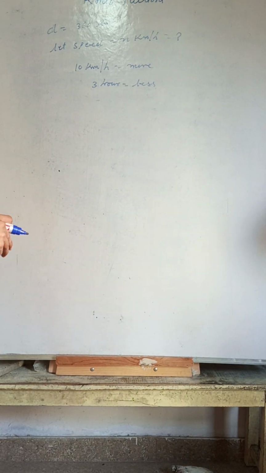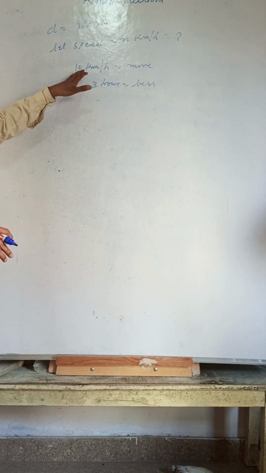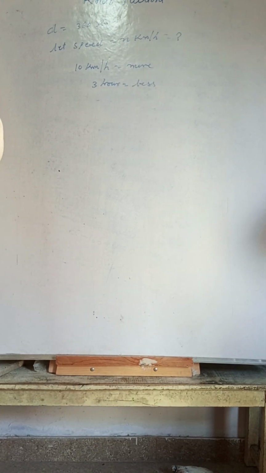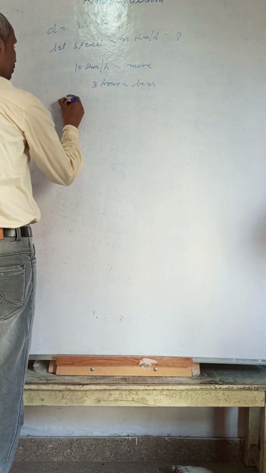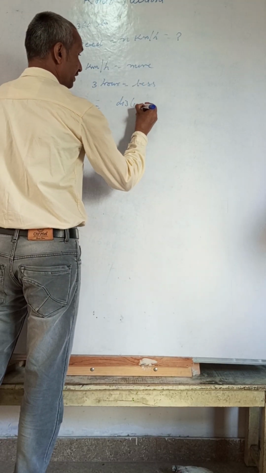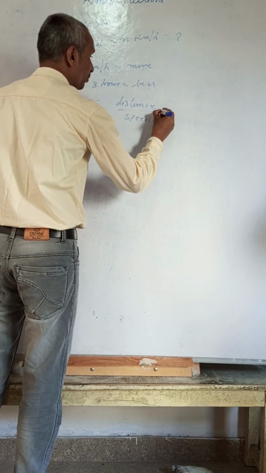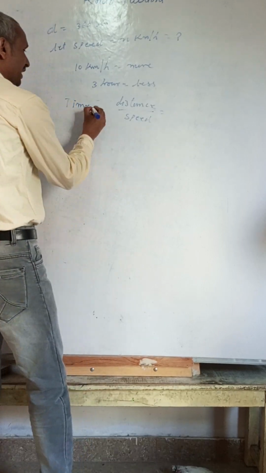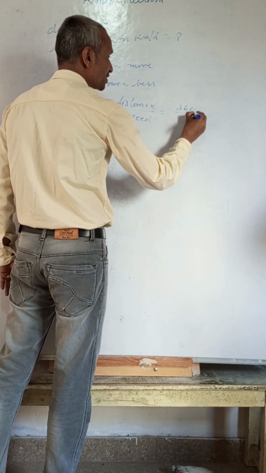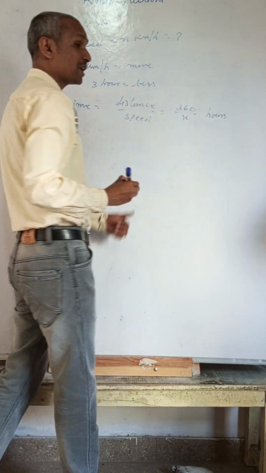Now, distance given is 360 km. Speed we thought is x km per hour. If 10 km per hour more happens, it will take 3 hours less. So what is time? Time taken in a journey is equal to distance by speed. The first time is called T1. Distance is 360 km, speed is x km per hour. That many hours it takes the first time.